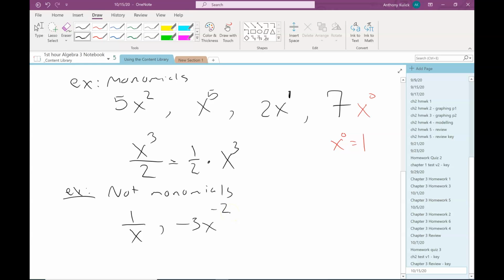What about something like this? This is also not a monomial. What's the problem here? The negative in the exponent. Very good, Isabella. Yep. So again, we said the monomial has to have a non-negative whole number exponent. What about x to the 1/2? Again, not a monomial. What's wrong with it? The exponent is not a whole number. A half is not a whole number.